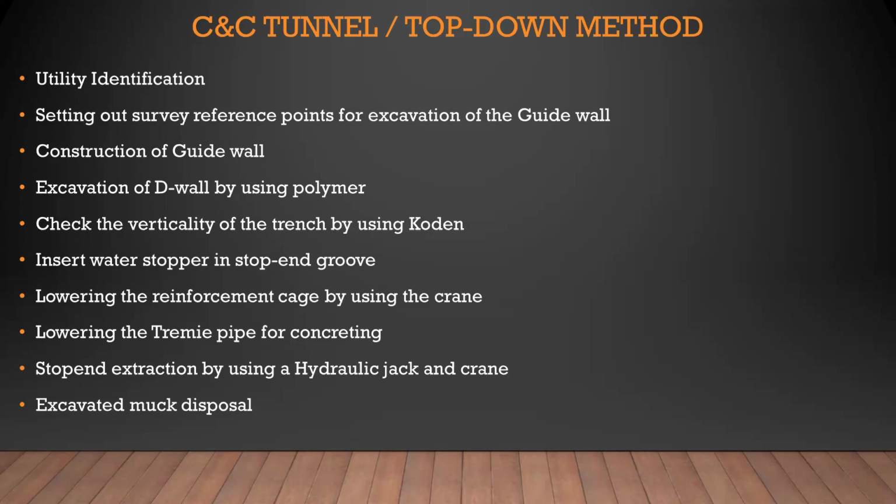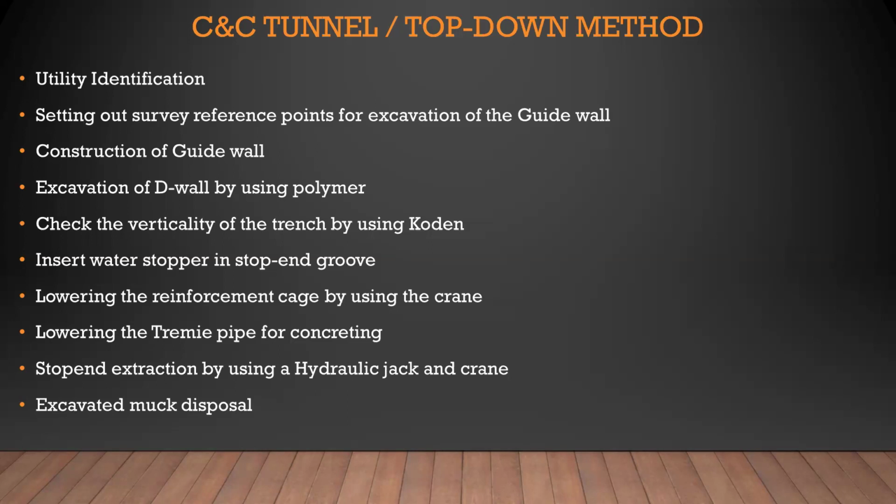There are three kinds of tests available to find out whether the polymer is good. One is the viscosity test, another is the density test, and then the sand content. Then check the verticality of the trench by using a potent machine. Then insert the water stopper in the stop end and groove. Then lower the reinforcement cage by using the crane. Then lower the tremie pipe for concreting. Then stop end extraction by using a hydraulic jack and crane.